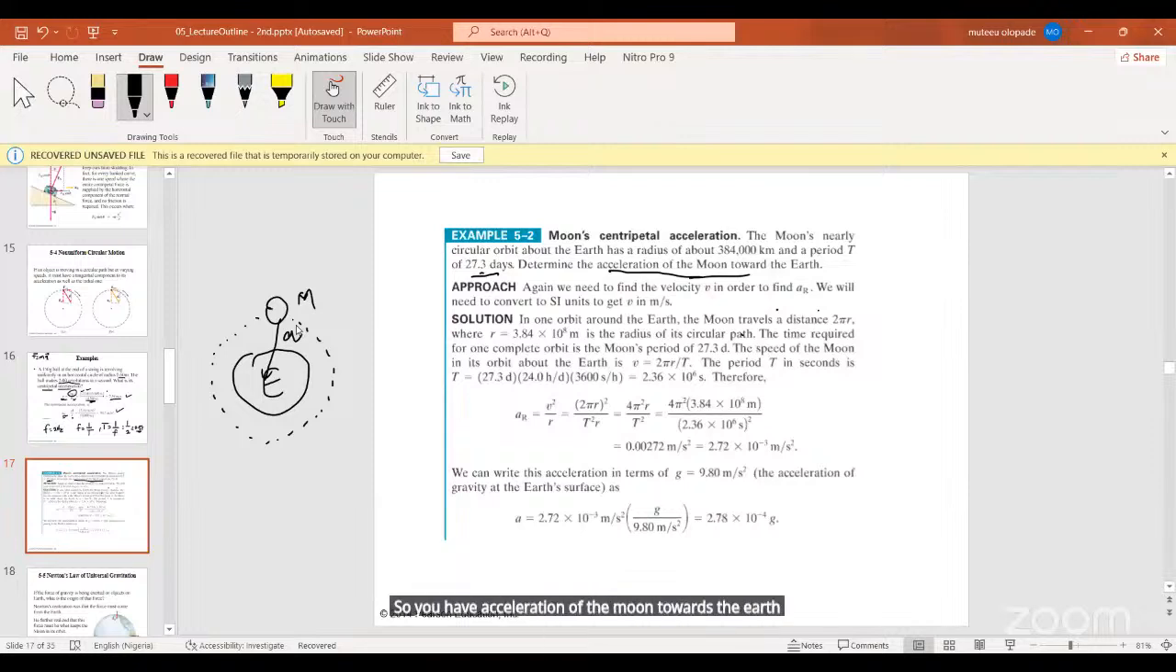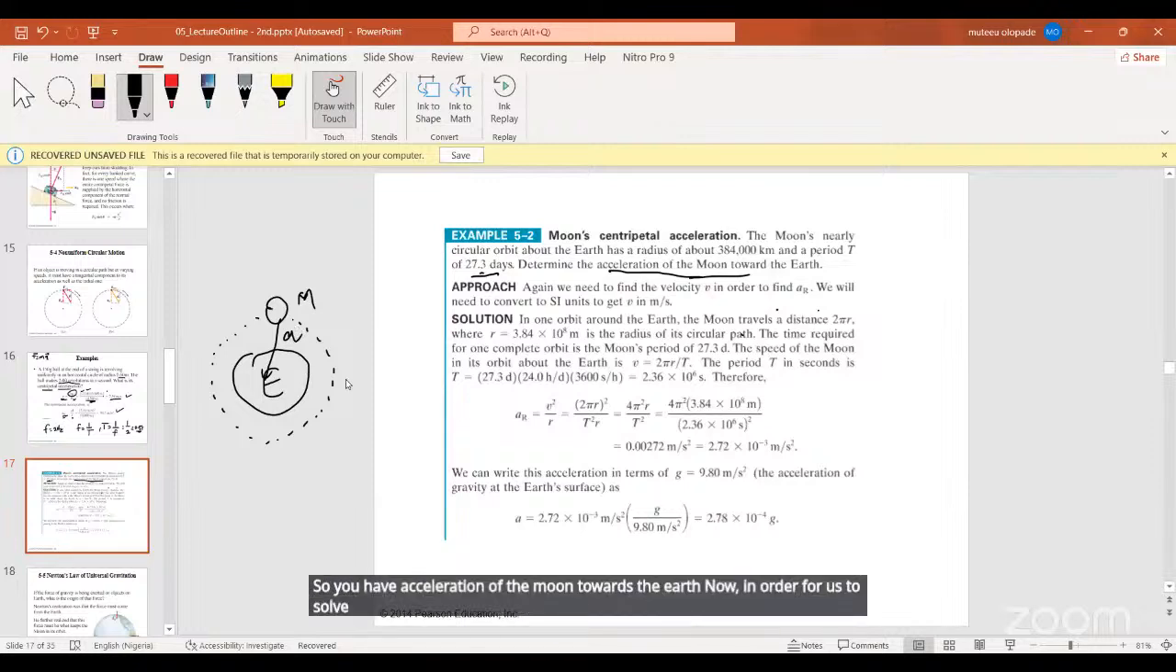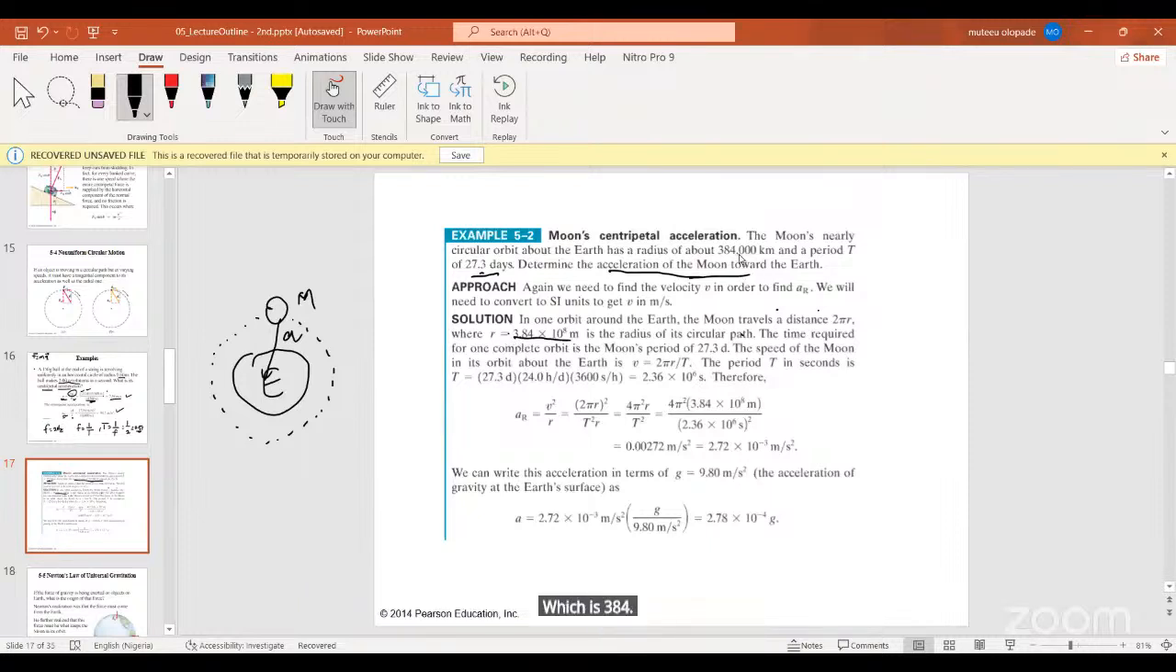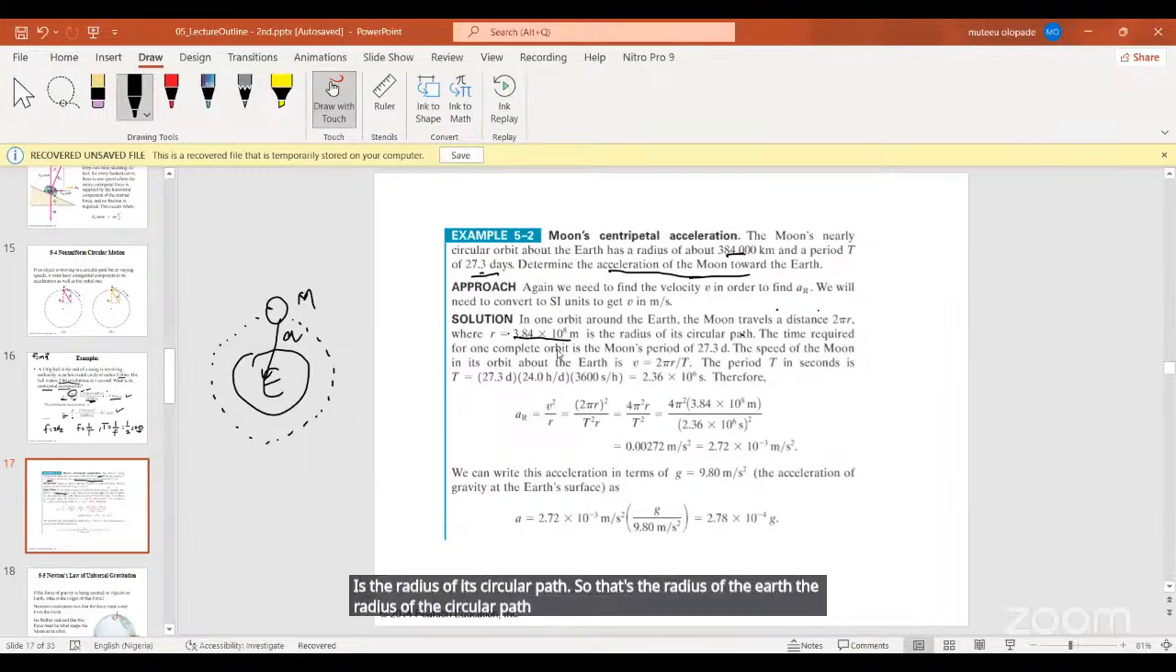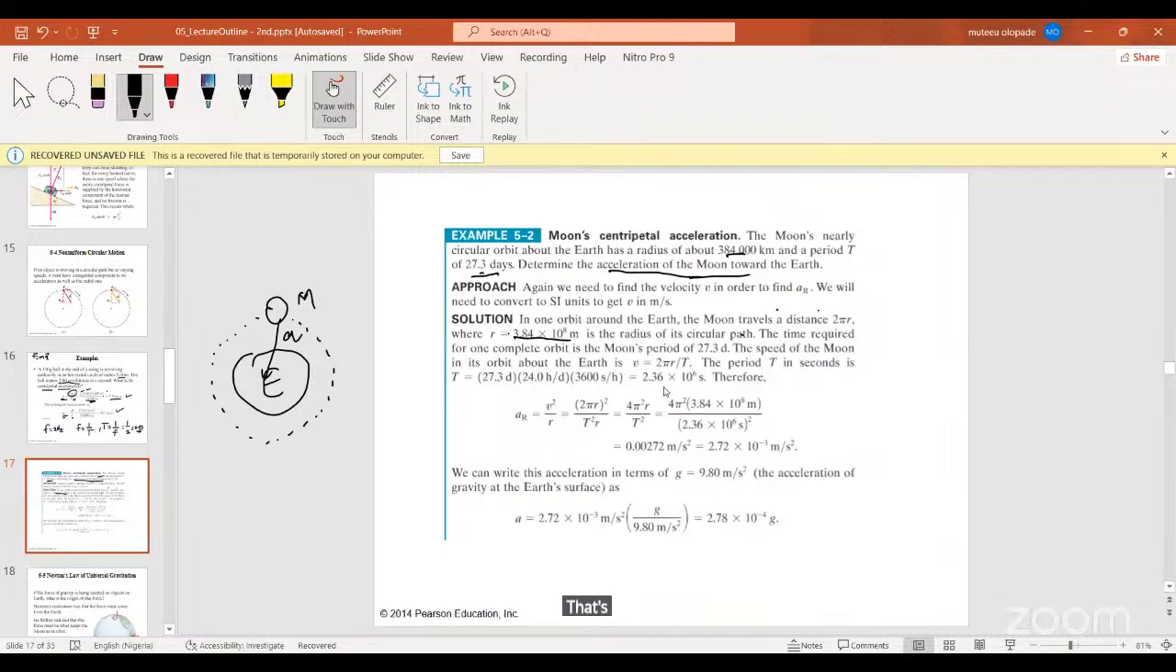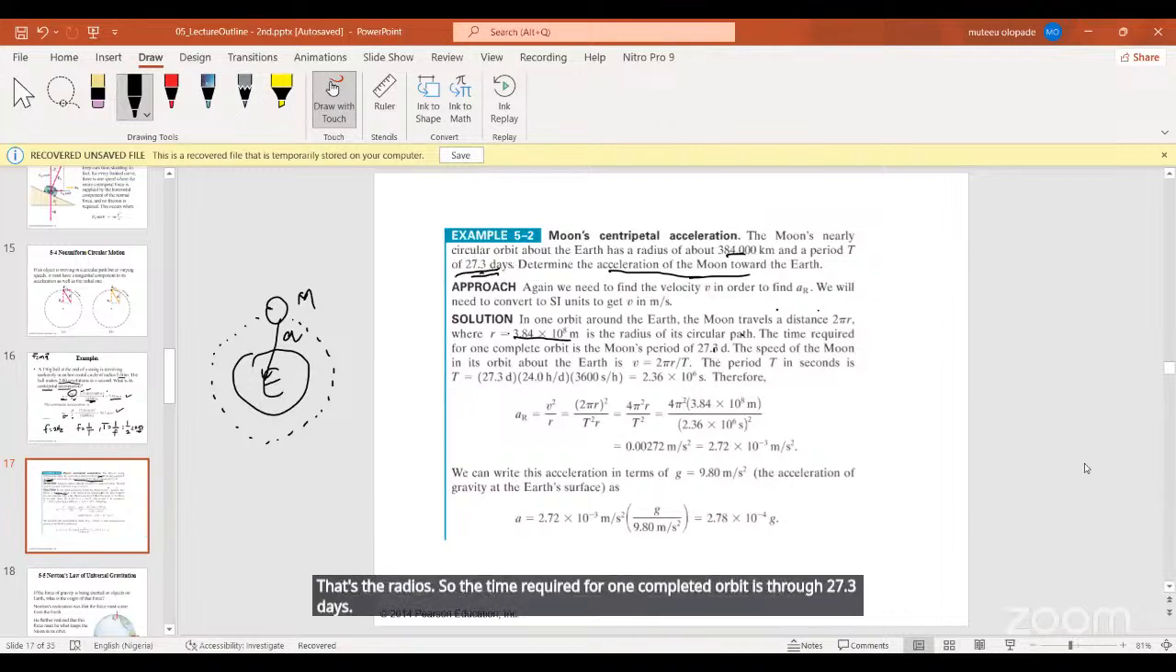Now, in order for us to solve this problem, we've been given the radius, which is 384. This is what we have here, the radius of its circular path. The radius of the circular path is given here, and we have it in meters. That's the radius. The time required for one complete orbit is 27.3 days, like we have here.